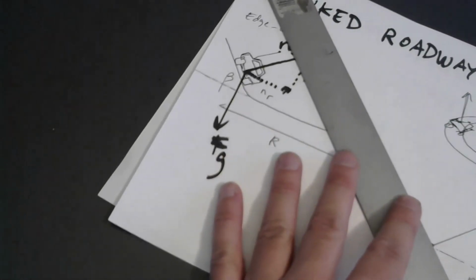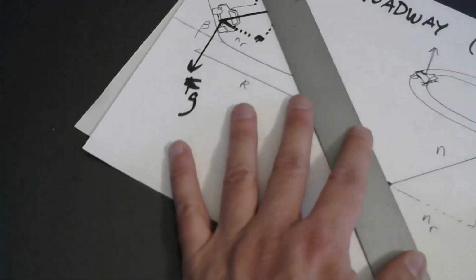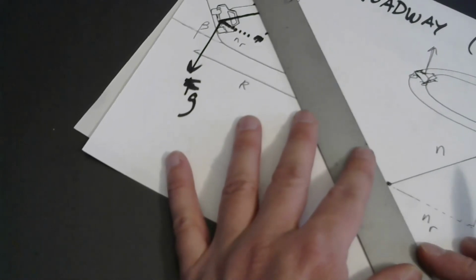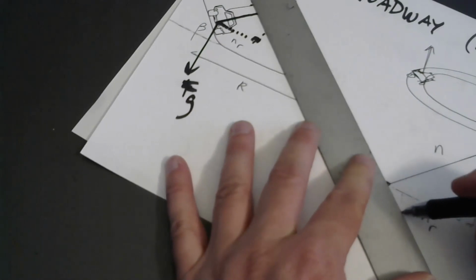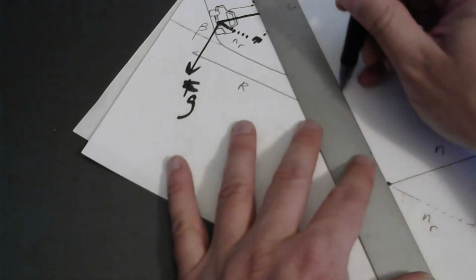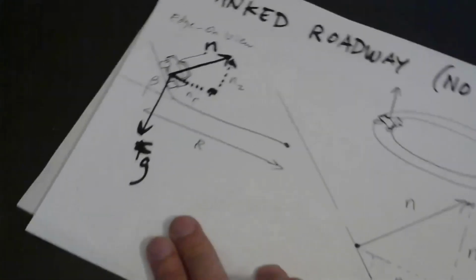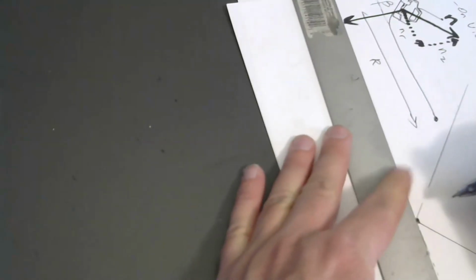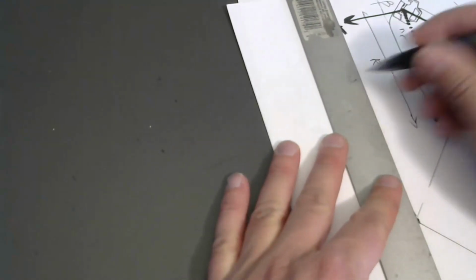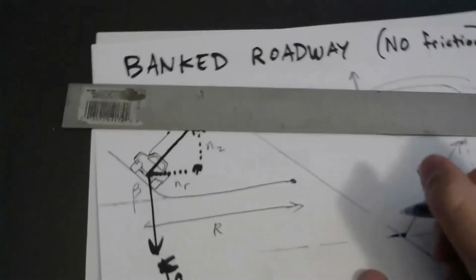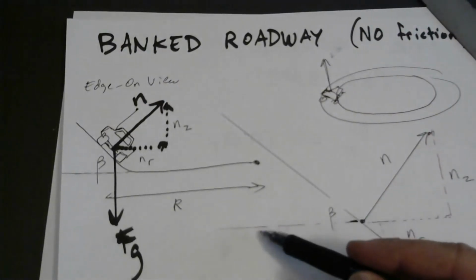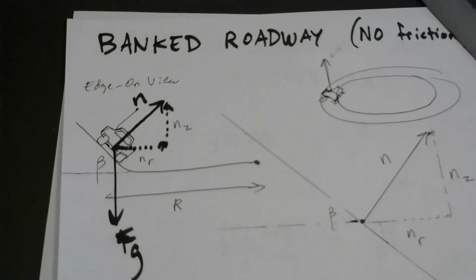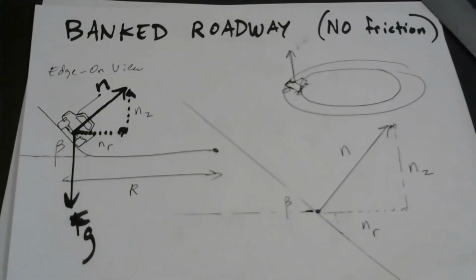Now remember, the normal force is normal or perpendicular to the roadway. So let me just draw a very light line, too light, to represent the roadway. And do you remember that this angle is beta? That's the angle that the roadway makes with the flat ground. So you can call that the bank angle or the super elevation.